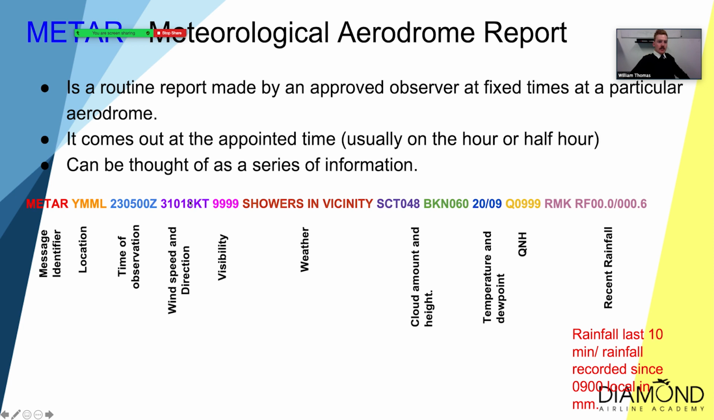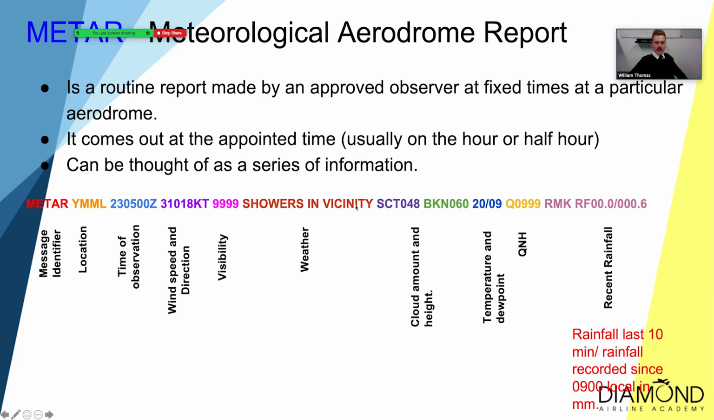Here is the METAR. Usually it's all in black, but it's been nicely color-coded for us. So to start with, we've got METAR, Meteorological Aerodrome Report. So this is a measurement of actual conditions. Location, Melbourne Tullamarine Airport. Time of observation, 23rd day of the month, 0500 Zulu. Wind speed and direction. Wind from 310 degrees true, 18 knots. Visibility greater than 10 kilometres.